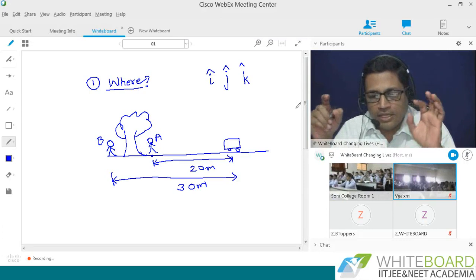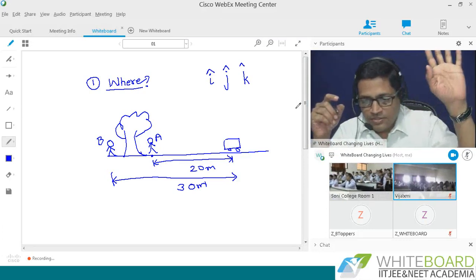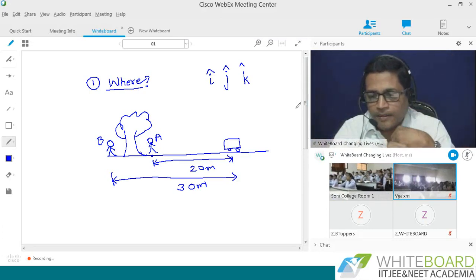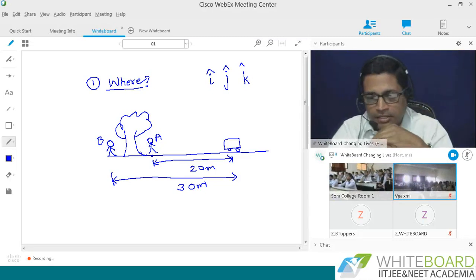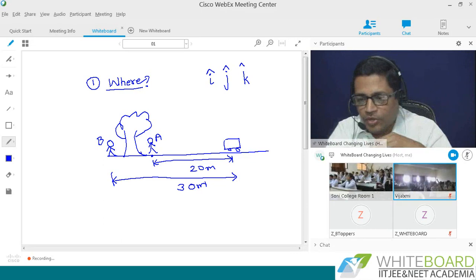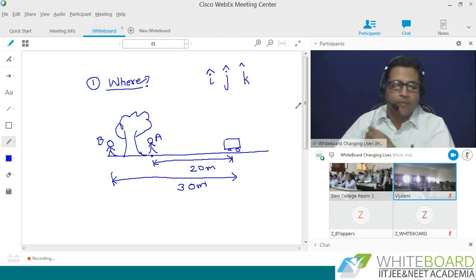If you know this notation of I cap, J cap, and K cap, please raise your hand so that I come to know whether you are familiar with it or not. If you are familiar with the notation of I cap, J cap, K cap, please raise your hands very clearly so that I can see that. One, two, three, four, about five or six from room 1 and one or two from room 2.